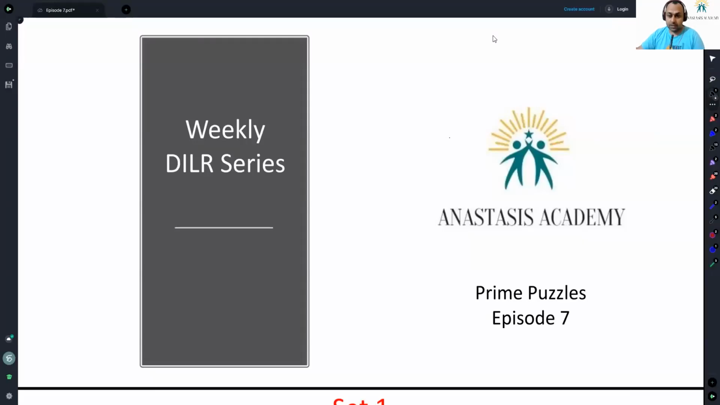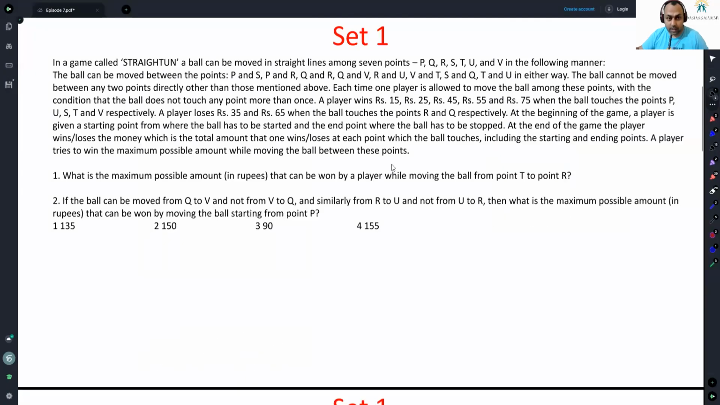Let's look at Prime Puzzles, episode 7 now. In a game called Straight Turn, a ball can be moved in straight lines among 7 points, P, Q, R, S, T, U, V, in the following manner.